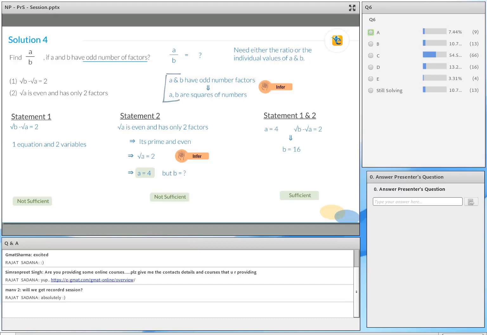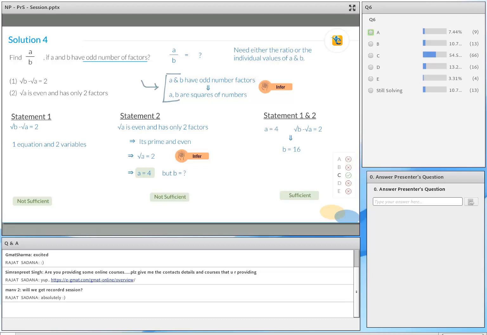So the key to this question was drawing this inference. If you were able to draw this inference, then the solution is straightforward. And that's why it's very, very important to analyze the question statement and simplify it to the degree such that you have extracted everything from the question statement. That's very, very important.